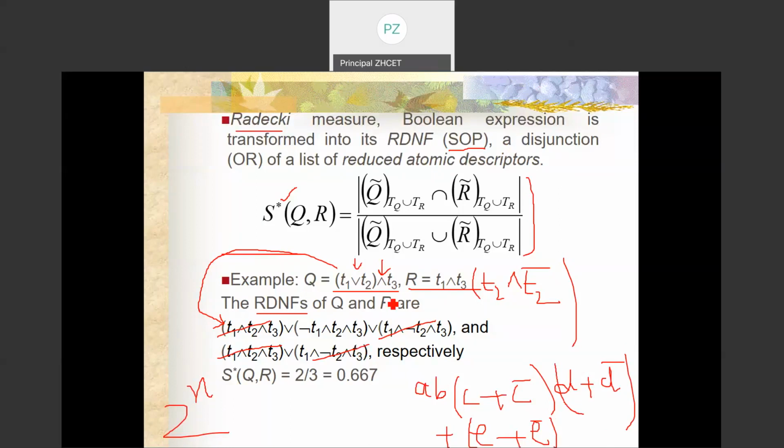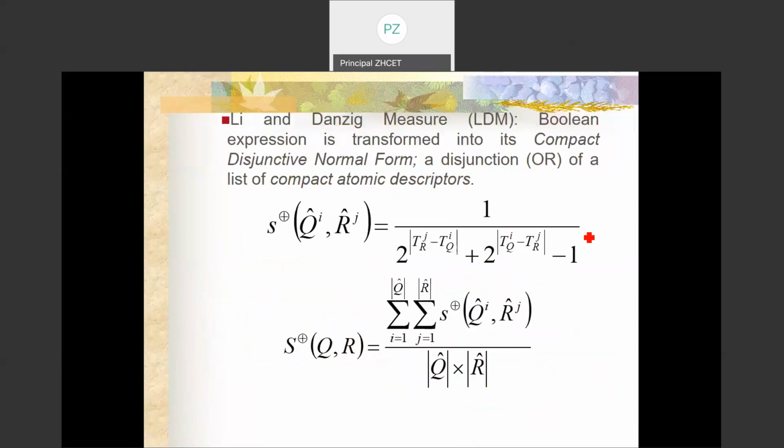Because an NP hard problem we cannot deal with easily, right? So there is the second approach, the Lee and Danzig measure. These were two computer scientists, Lee and Danzig. They came up with an expression in which the Boolean expression is transformed into its compact disjunctive normal form, not the reduced, but the compact, or of compact atomic descriptors.